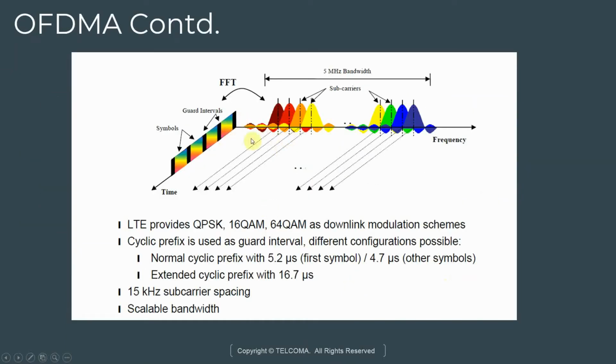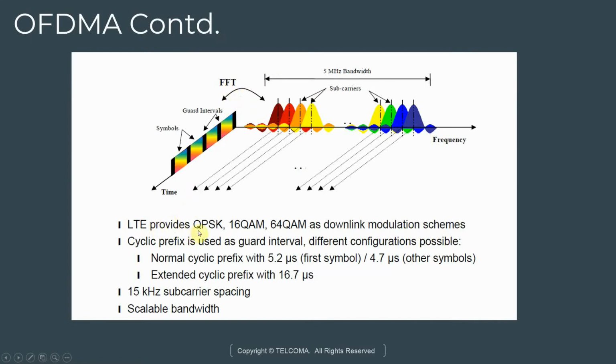This is another way of looking at it, where here you have time domain and frequency domain. Here you have these subcarriers that have their nulls overlapping so that they don't interfere with each other. These are called subcarriers, right? And we are looking at a 5 megahertz bandwidth. The way you go from frequency domain to time domain is by taking your fast Fourier transform, or FFT.